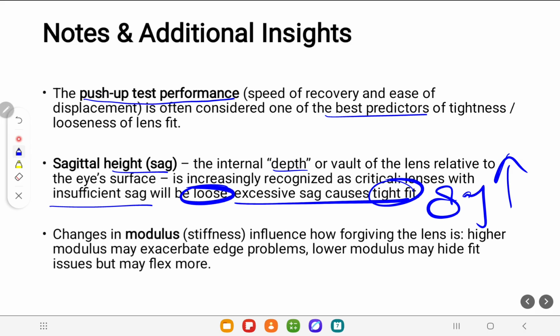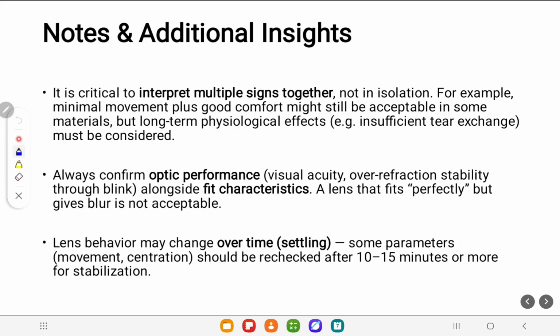Okay, now the modulus. What happens? It influences how forgiving the lens is. So the higher the modulus, it may exacerbate edge problems. If the modulus is higher, edge problems can be there, and a lower modulus reduces this issue, but the lens may flex more. What do you mean by may flex more? It will wrap up onto the cornea, and there are handling issues also with a lower modulus contact lens.